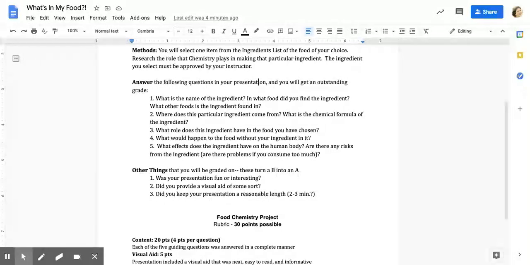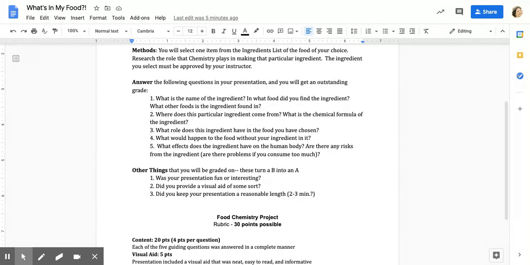Number three, what role does the ingredient have in the food that you have chosen? Why do they need that particular ingredient in the Pop-Tart? What does it do specifically? Is it part of the crust? Does it help it stay together? Is it part of the frosting? What is its role? Does it help it last longer on the shelf? Why are they adding it to the food?